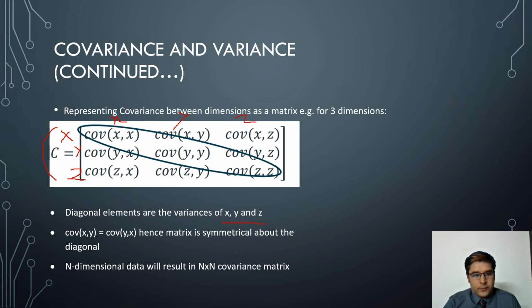Diagonal elements are the variances of x, y and z. So covariance between the same dimension is the variance of that dimension. Covariance of x, y is equal to covariance of y, x, hence the matrix is symmetrical about the diagonal. N-dimensional data will result in an n by n covariance matrix.